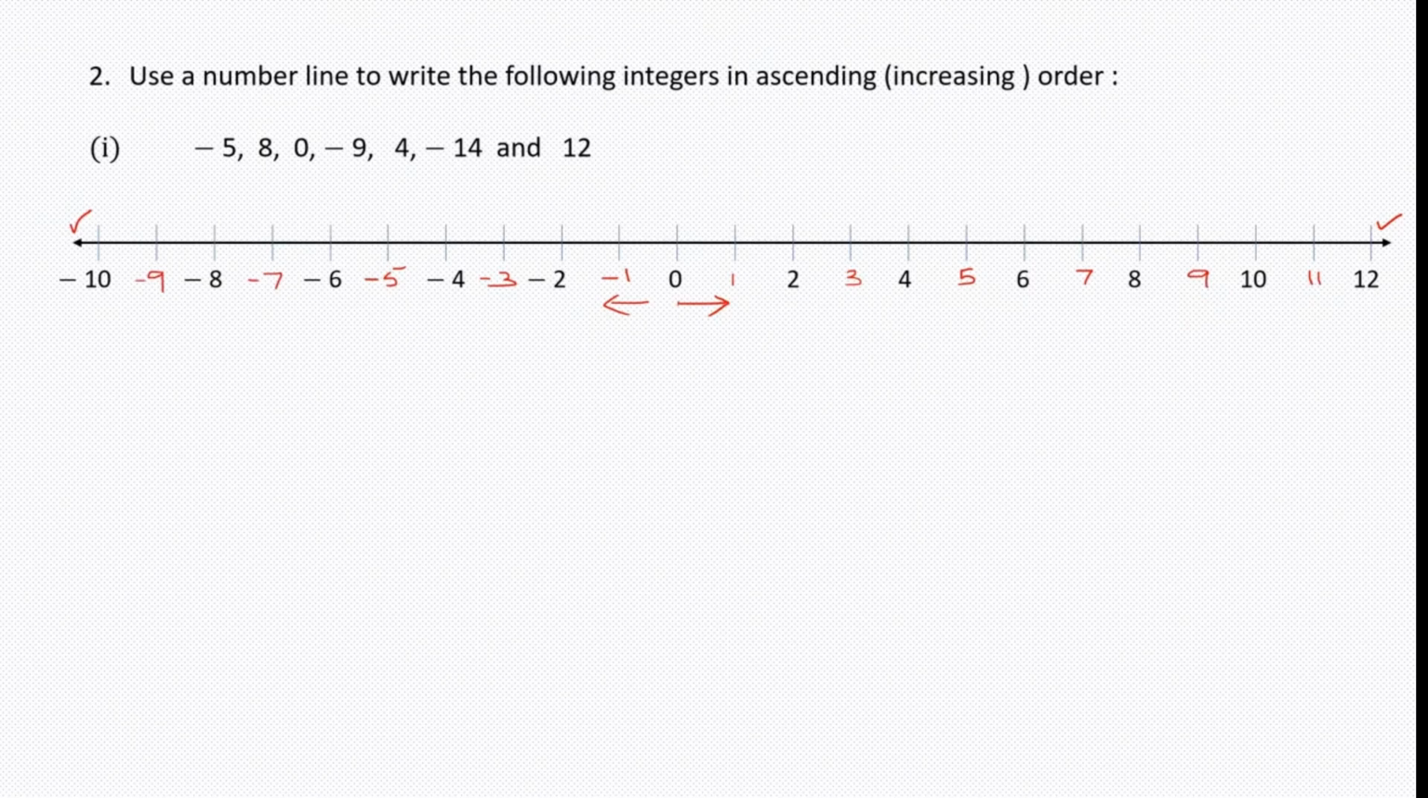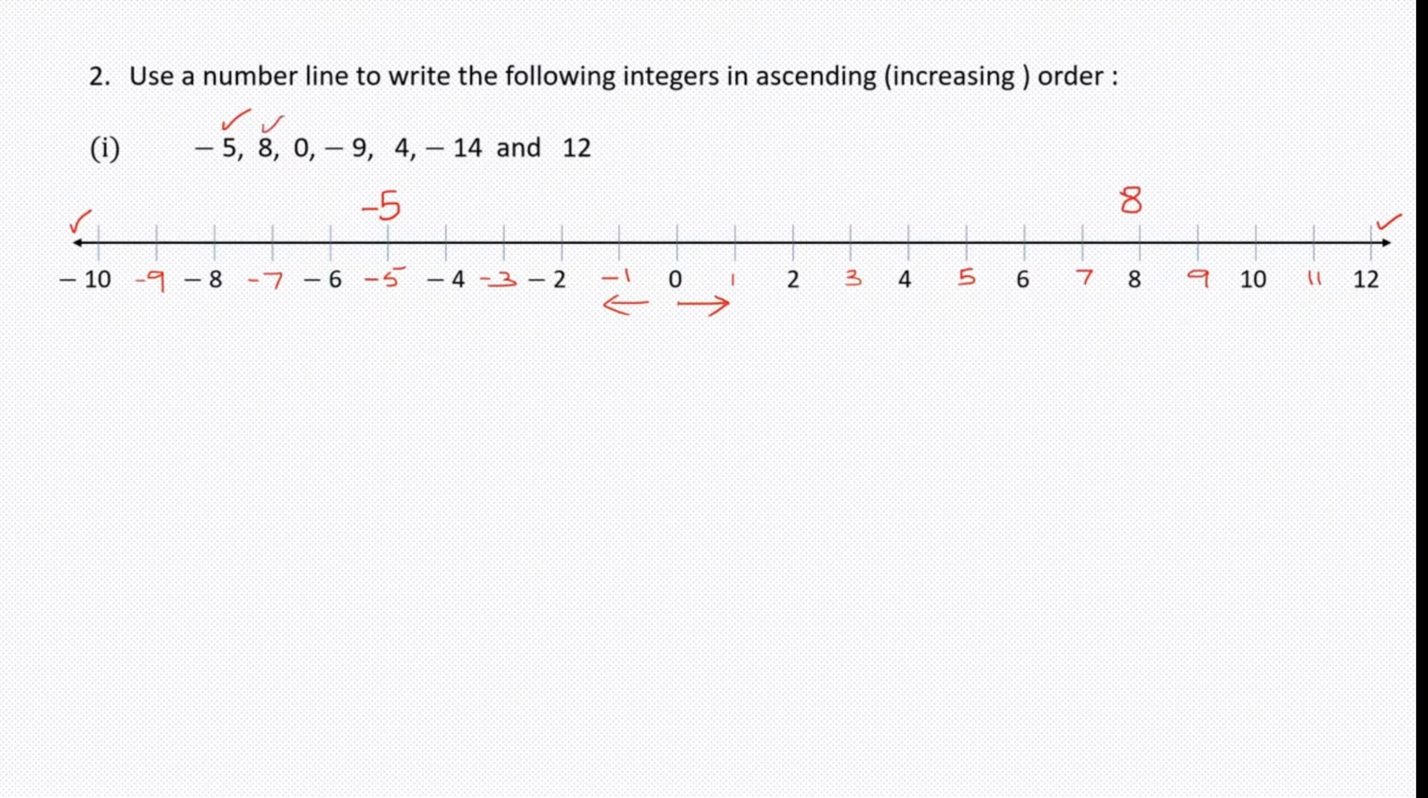Now let's go back to the question and mark these numbers. So the first number is minus 5. So let me write that down just above this, minus 5. Then we have 8. 8 is a positive number. All positive numbers are on the right side of 0. So let me look for 8. Okay, 8 is here.